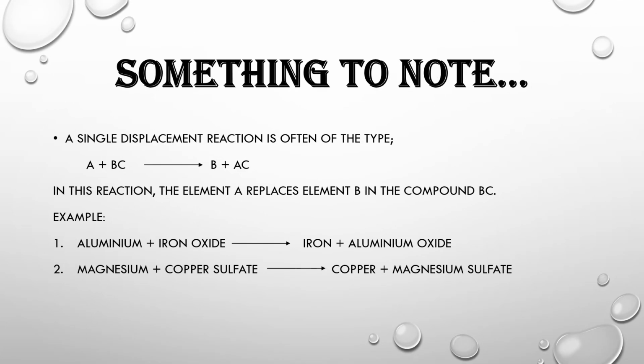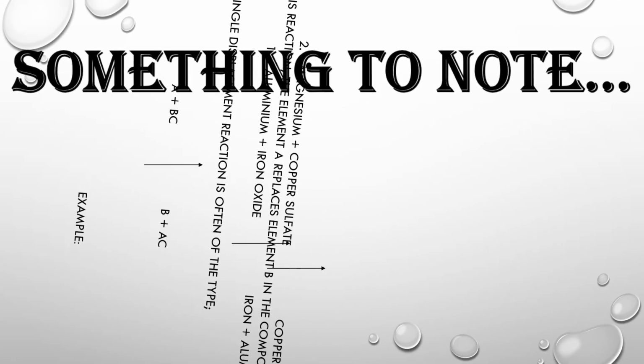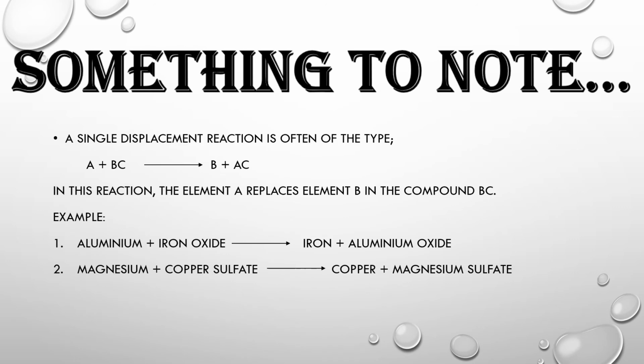Some things to take note of. A single displacement reaction is often of the type A plus BC gives you B plus AC. In this reaction, the element A replaces the element B in the compound BC. Example: aluminium plus iron oxide will give you iron plus aluminium oxide. Magnesium plus copper sulfate will give you copper plus magnesium sulfate.